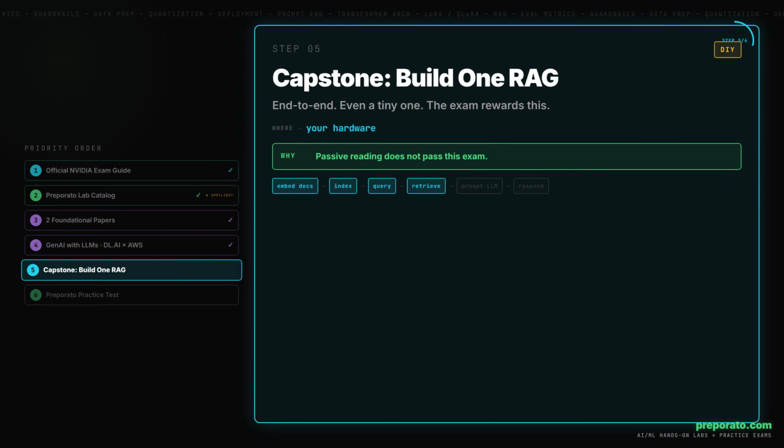Step 5. A capstone project. Build one complete RAG pipeline end to end, even a tiny one, because the exam consistently rewards candidates who have actually touched the tools. And step 6.